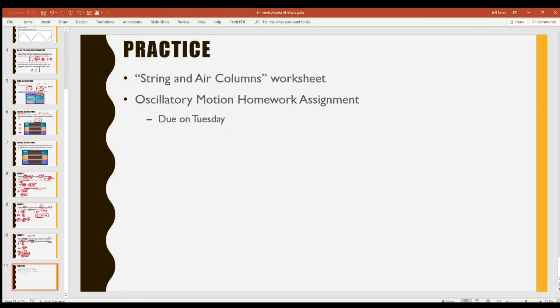So for practice, I want you to continue working on the string and air columns worksheet. I did hand that out last class. There should be extras on the front table if you need them. But other than that, there's a new homework assignment that's going to need to be handed out. It's the oscillatory motion homework assignment. This is going to be due on Tuesday next week. So you will have some time today, of course, as well as some time tomorrow and Monday, as well as obviously the entire weekend to get that done.